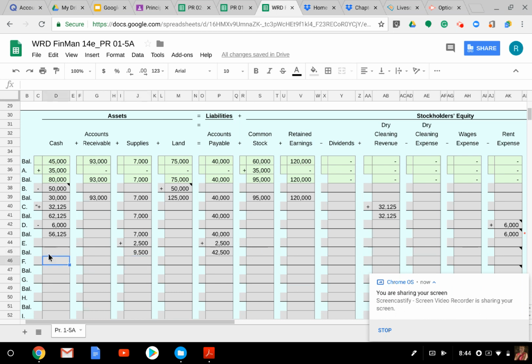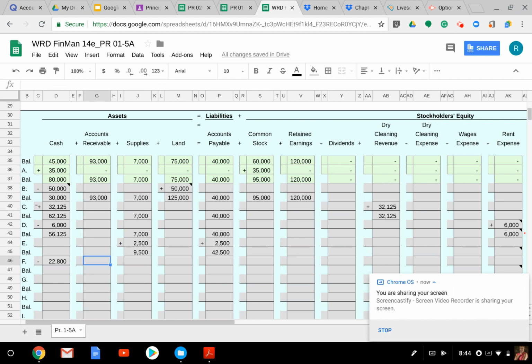So we go to F. In F, when we look at F, we paid creditors on account. So in other words, we paid the people that we owe in F. If we paid them, we reduced the amount of cash that we have. Sorry, go back and put a dash by the amount of the payment. So we paid $22,800 to our creditors.